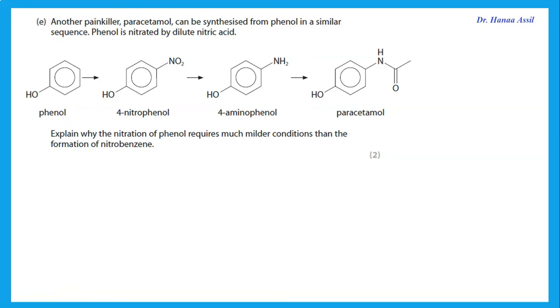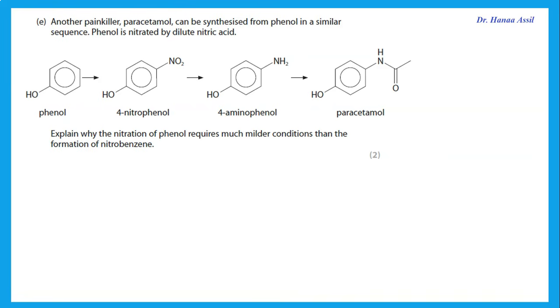Another painkiller, paracetamol, can be synthesized from phenol in a similar sequence. Phenol is nitrated by dilute nitric acid. So we're starting with the same idea of the benzene ring being nitrated. Explain why the nitration of phenol requires much milder conditions than the formation of nitrobenzene.